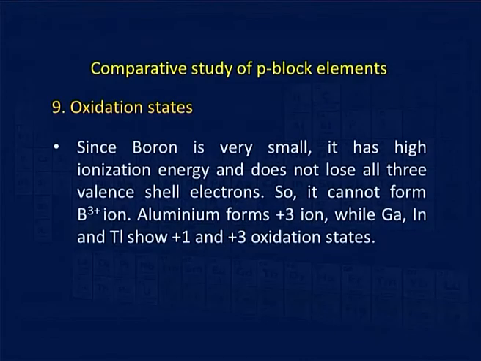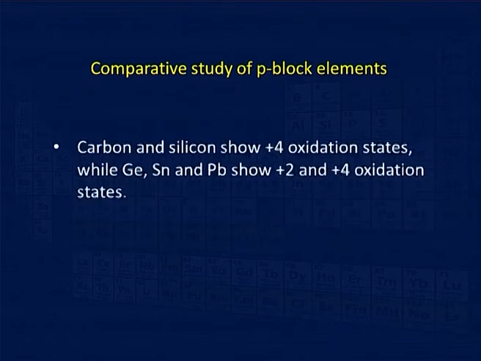Property of oxidation state: boron is very small in size in this family of 13 elements, and it has high ionization energy and does not lose all 3 valence shell electrons. So, it cannot form the B+3 ion, the tripositive boron ion, while aluminum forms +3 ions. However, gallium, indium and thallium show +1 and +3 oxidation states. Carbon and silicon show the +4 oxidation state, while germanium, tin and lead show +2 and +4 oxidation states.